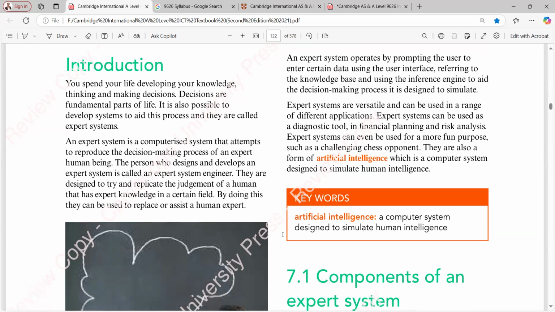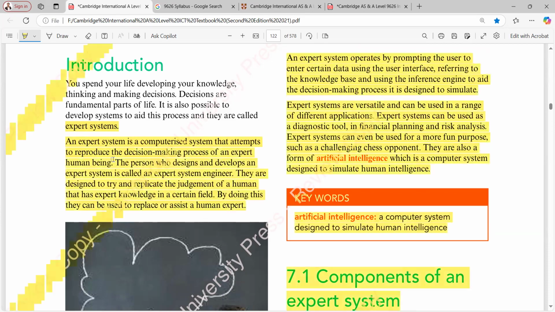So if I make a computer system with the help of this database and with the help of this decision making to take decisions without the intervention of a human, this is going to be known as the expert system. That means to say that an expert system is a computerized system that attempts to reproduce the decision making process of an expert human being. That means that as humans we make decisions based on our knowledge and experience, and if I want to replicate that in machines by giving the machines the ability to think, react and make decisions, this is going to be an expert system.